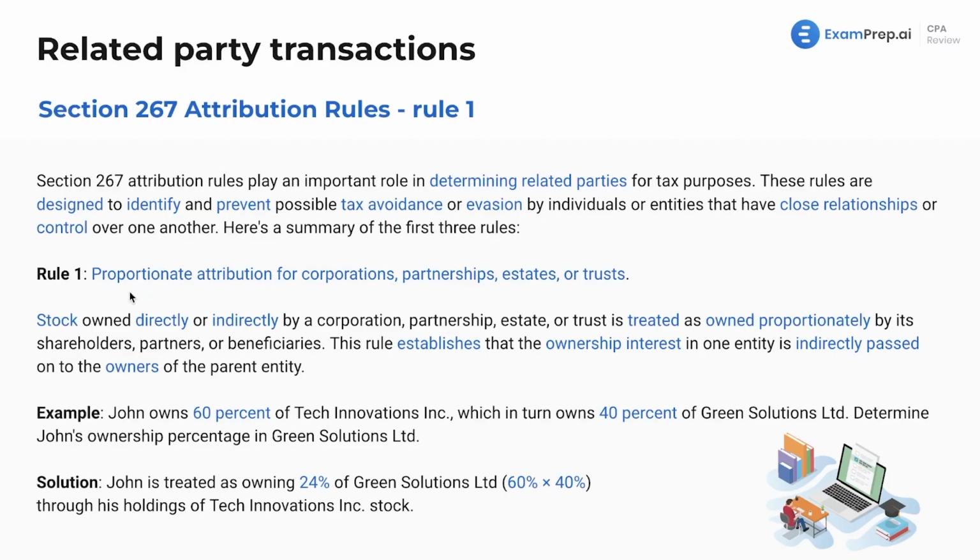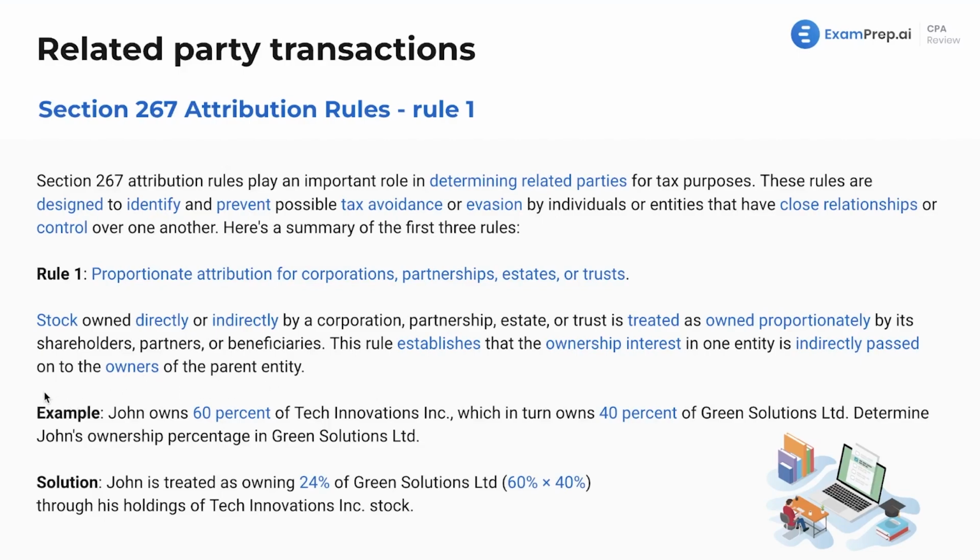First rule, we've got the proportionate attribution for corporations, partnerships, estates, or trusts. Now, stock owned directly or indirectly by a corporation, partnership, estate, or trust is going to be treated as owned proportionately by its shareholders, partners, or beneficiaries, respectively. This rule establishes that the ownership interest in one entity is indirectly passed onto owners of the parent entity.